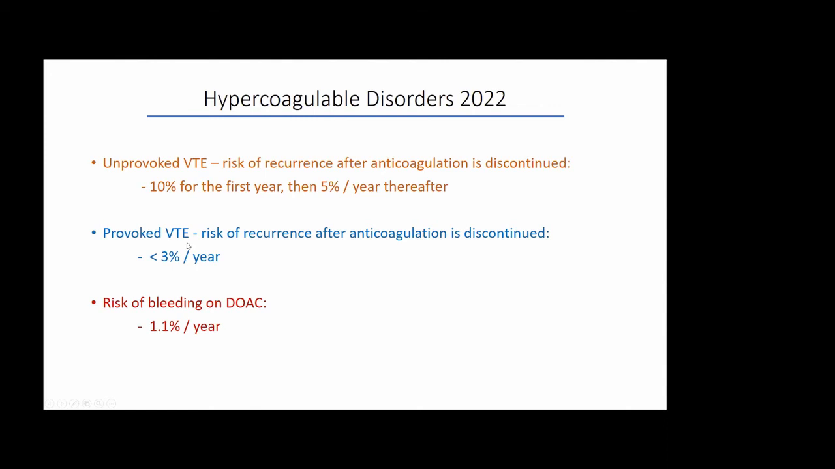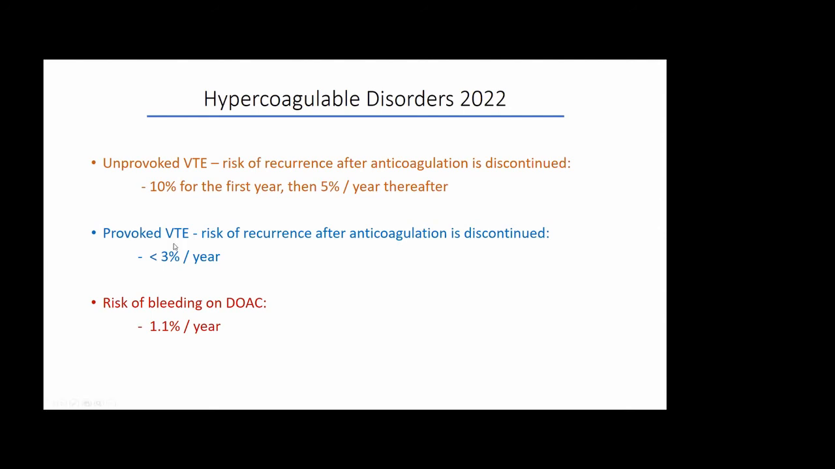For a provoked VTE, and the provocations are the ones that I mentioned, the risk of recurrence after anticoagulation is stopped is less than 3% per year. So in the setting of a provoked VTE, in general, and this doesn't seem to make much difference after the first clot, whether or not a person has an identifiable inherited thrombophilia. This is not true of antiphospholipid syndrome. Antiphospholipid syndrome is an indication in general, with some exceptions, for indefinite anticoagulation.